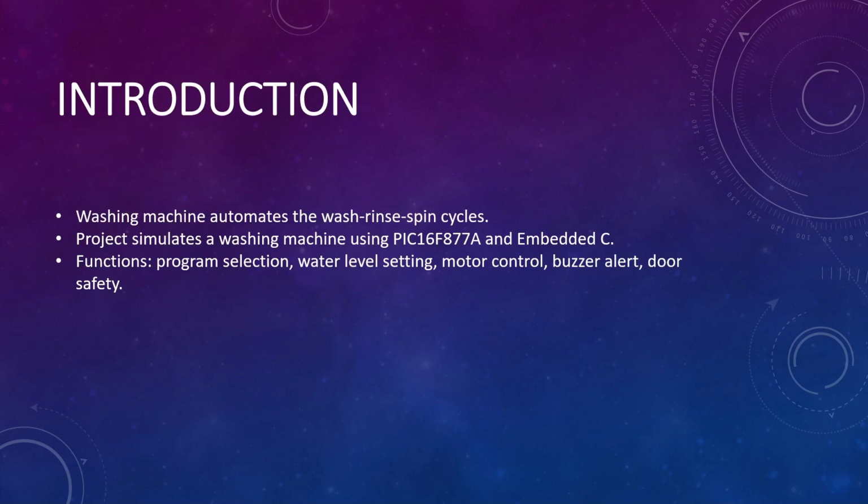First, introduction. This project simulates an automatic washing machine using a PIC16F877A microcontroller. It performs various key functions like program selection, such as selecting wash modes, controlling water level, and operating the motor for wash and spin. It also gives buzzer alerts, and it has some safety for door closing and opening.